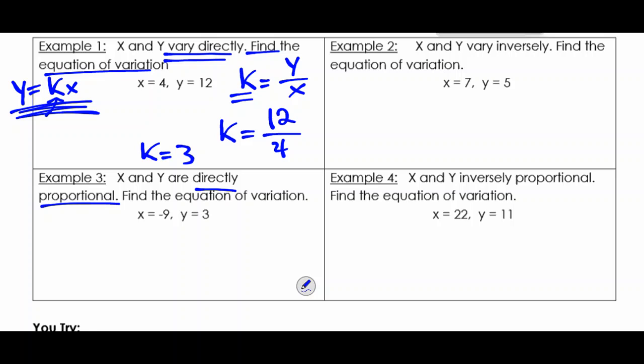Just like when we write an equation for a line, you don't really write numbers in for x and y. You basically just replace the slope and the y-intercept. Here it's kind of the same thing. We're just replacing that constant here. We leave y and x as variables. So y equals 3x.